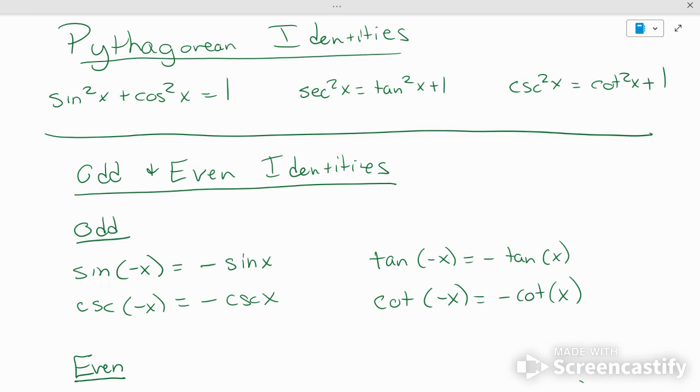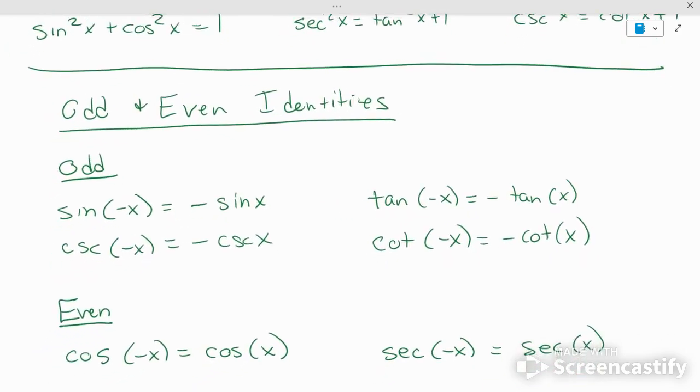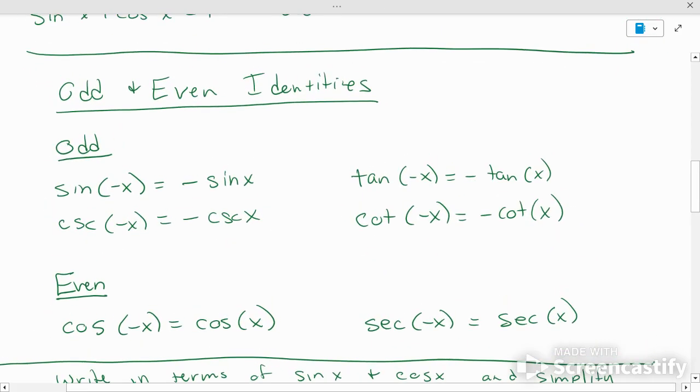So our odd functions: the sine of negative x equals negative sine of x. The cosecant of negative x equals negative cosecant of x. The tangent of negative x equals negative tangent of x. And the cotangent of negative x equals negative cotangent of x. And our last ones today are our even functions. The cosine of negative x equals positive cosine of x. And the secant of negative x equals positive secant of x.